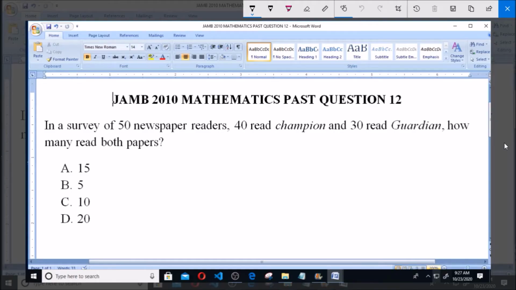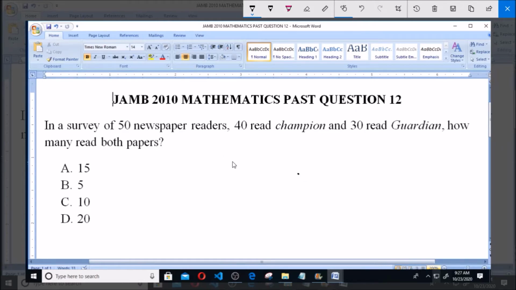I'll be answering JAMB 2010 Mathematics Past Question 12. In a survey of 50 newspaper readers, 40 read Champion and 30 read Guardian. How many read both papers? A 15, B 5, C 10 and D 20.